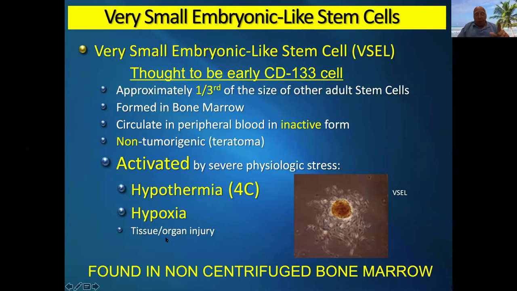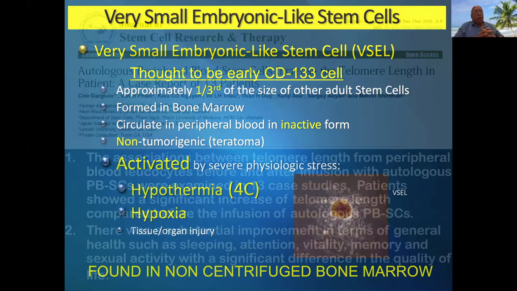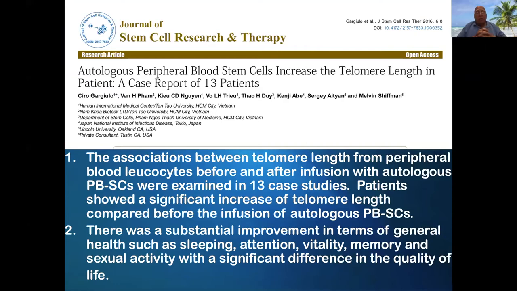But here's an interesting thing about these cells. When these cells were given back to the patient intravenously, they found that the telomere length of the cells of the immune system increased in length. What you did is you made the patient's immune system healthier and younger. Important thing. Okay.